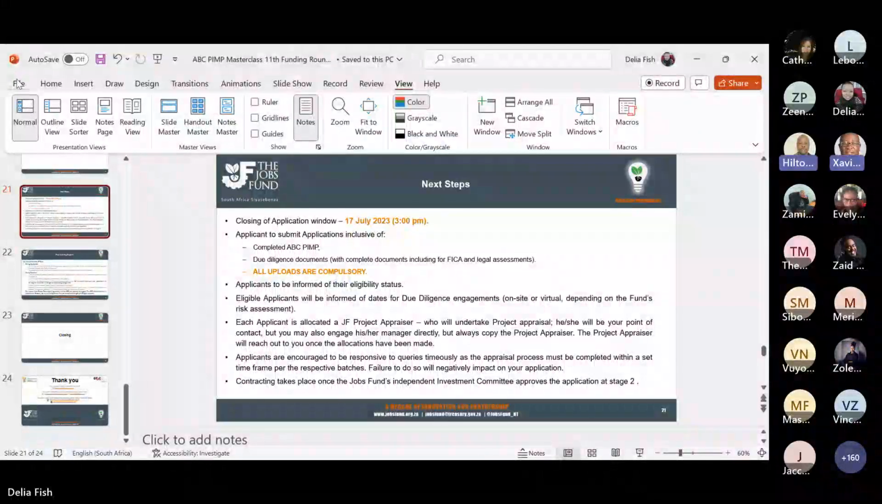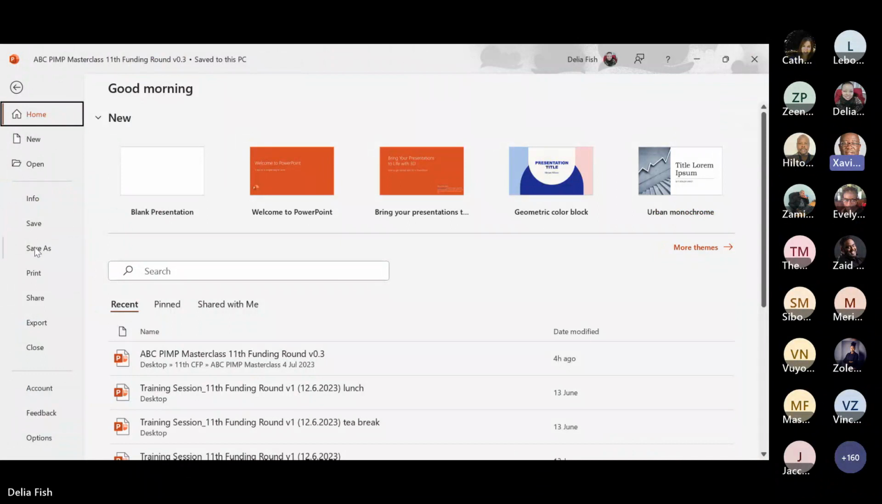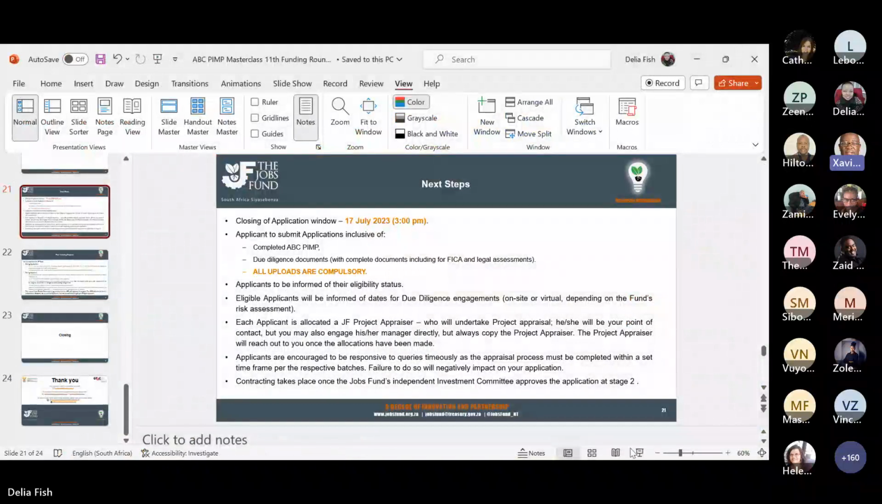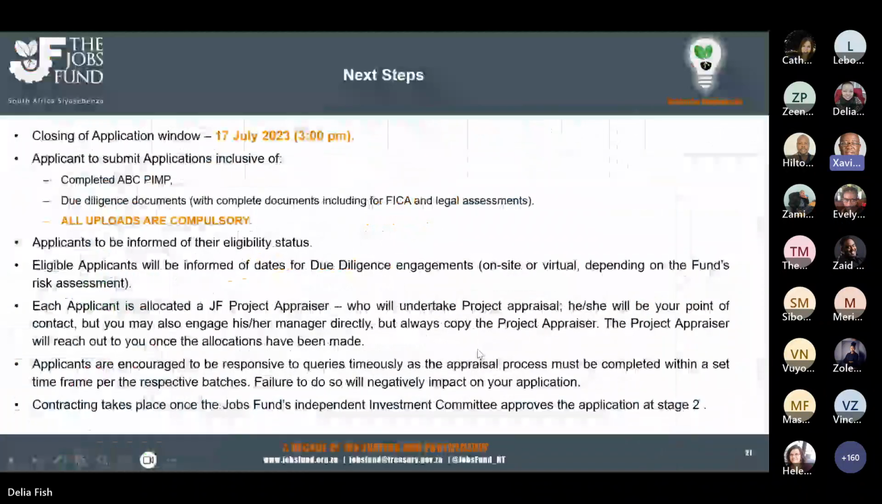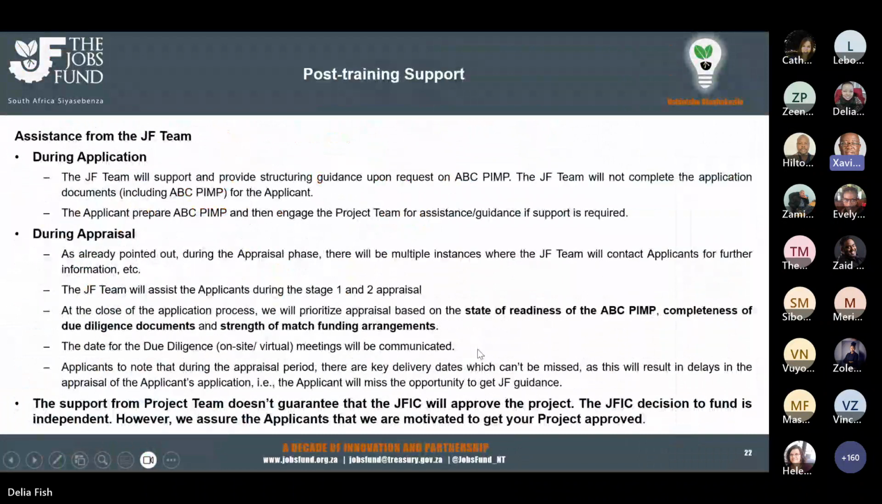Any other questions? Yeah, there is another question from Alvin. Is there an age cap on the beneficiaries of the Jobs Fund? And are people who have a permanent residence permit allowed to participate?